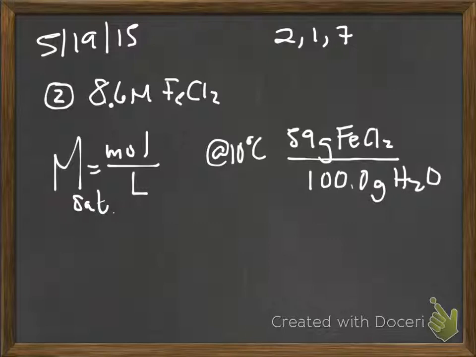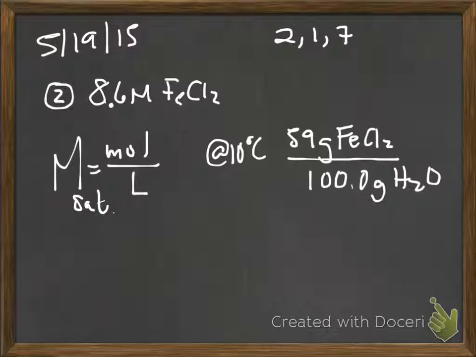Okay, that's reasonable. So if I give you 100 grams of water, which we all know is about 100 milliliters of water, we're going to be able to dissolve 59 grams of iron 2 chloride in it. Well, what we'd really like to know is how many moles of iron 2 chloride that actually is. So we're going to start this as a second factor label.